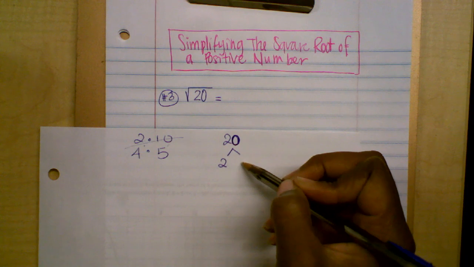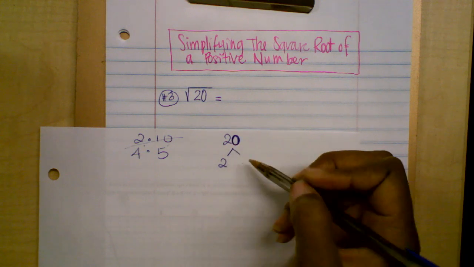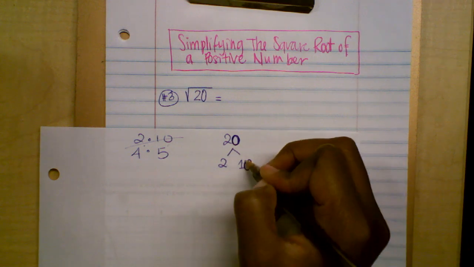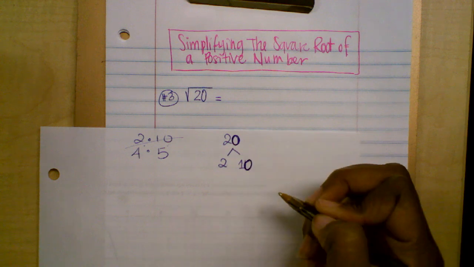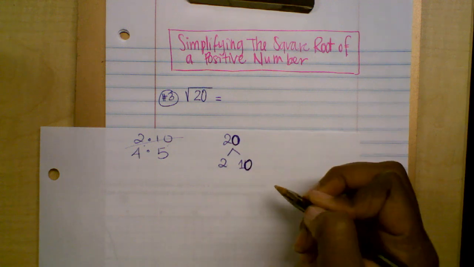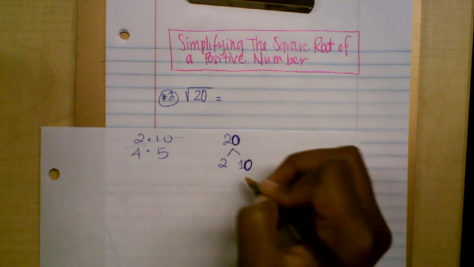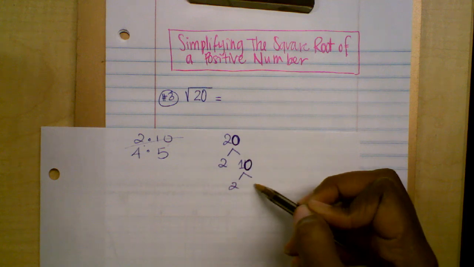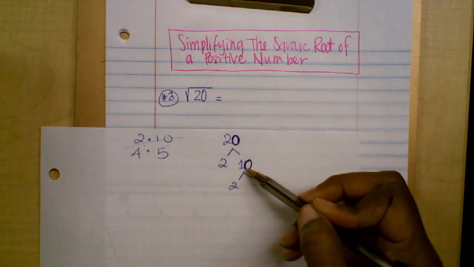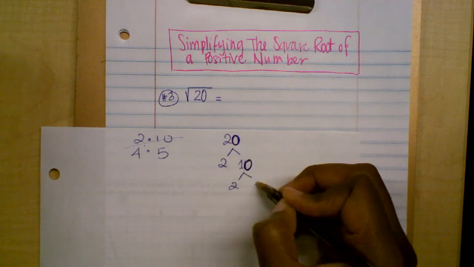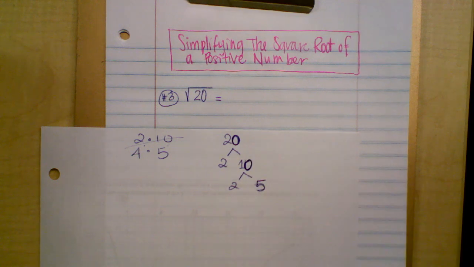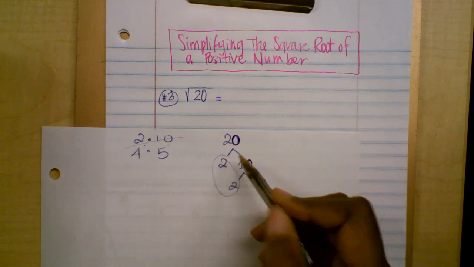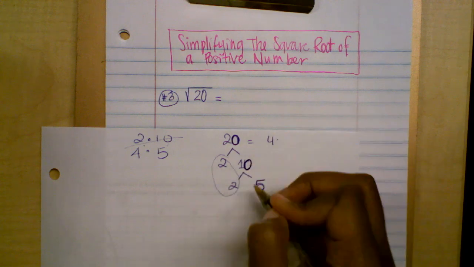The number I'm going to write here is, 2 goes into 20 how many times? 10. Then I'm going to continue. 10 ends with 0, which is an even number, and even numbers are always divisible by 2. So I'm going to branch out like this and write 2. Then 2 goes into 10 how many times? 5 times. So I found the prime factors of 20, which are 2 times 2, which is 4, the perfect square, as well as 5.